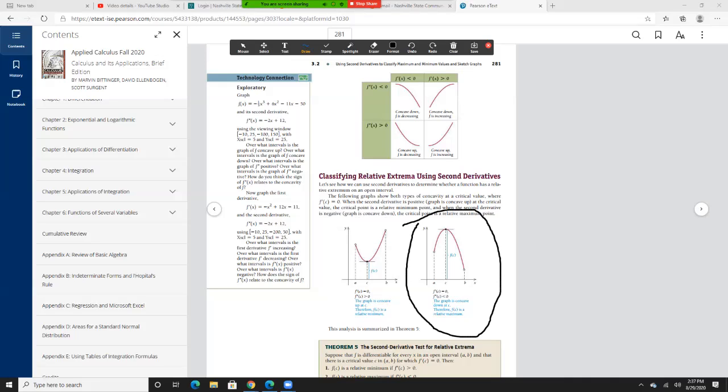If you look at this graph on the right, if you pick any point between A and C, say this point here, this would have a positive first derivative because if you were to draw a tangent line, its slope would be positive. But since it's concave down, the second derivative would be negative. If you pick any point over here on this open interval, the first derivative would be negative because it's going down. It would have negative slope. And since it's concave down on that interval, the second derivative would also be negative.